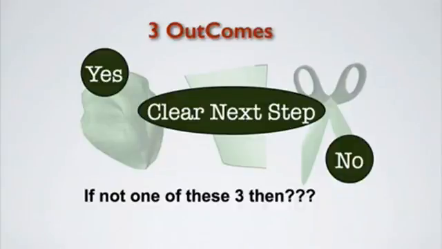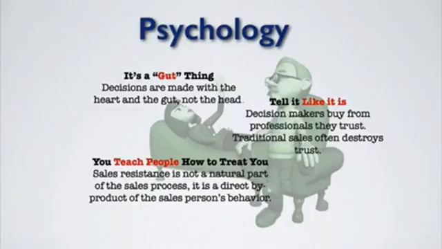Whenever it comes to the 3 outcomes, the reason this works is because selling has a psychology to it. It's a gut thing. Decisions are made with the heart and the gut, not the head. Think about the last time you bought something. You may have done some research, but it's because of how it was going to make you feel, the result you were going to get from having bought it. I don't care if it was a new car or a new computer. The feeling you were going to get from owning that is what you felt in your gut, not all of the details in the process you went through of deciding which one it was going to be.